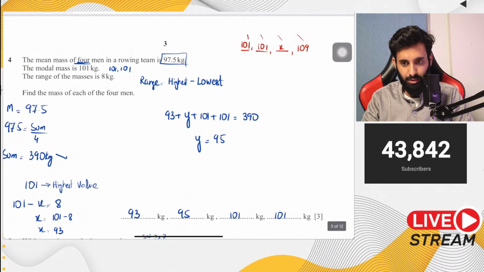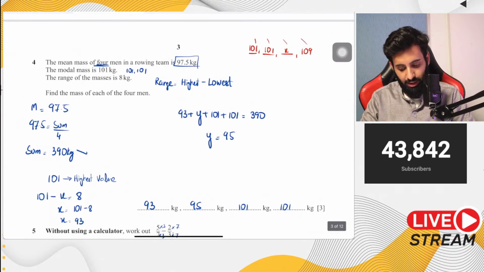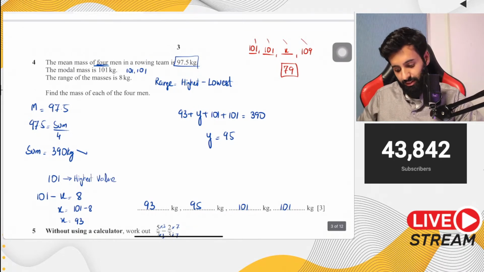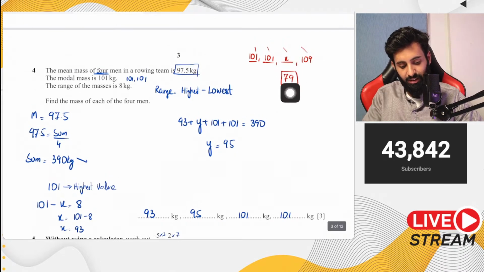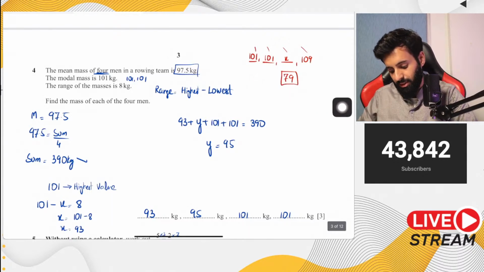101 plus 101 plus 109. So you get 311, okay? And then if you do 390 minus 311, let's see what you get. You get 79, okay? So in that case, you get 79. Now this doesn't make sense, because if 79 is the value of x, then in that case, the range is no more 8. The range is going to be something else. Okay, why? Because 101 is the highest value and 79 is the lowest value. So that means this is not possible.